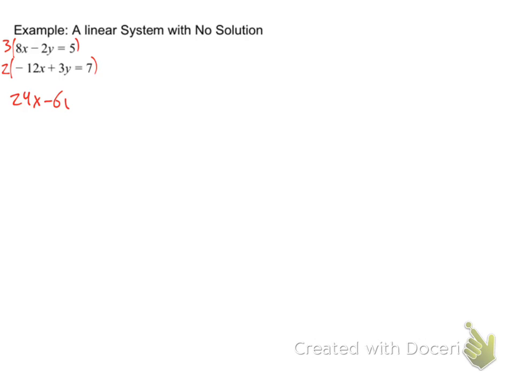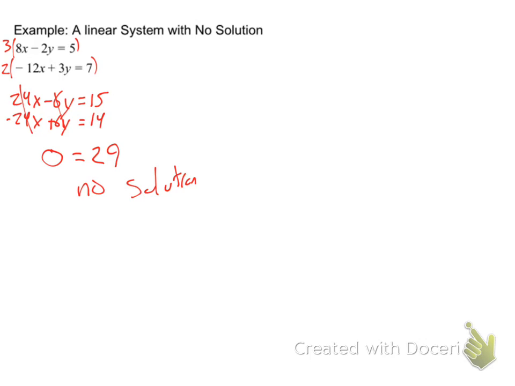24x minus 6y equals 15. And negative 24x plus 6y equals 14. Oh, gone. All that's left is 0 equals 29. No solution. No solution. Done. Easy enough. So then try the next one, guys.